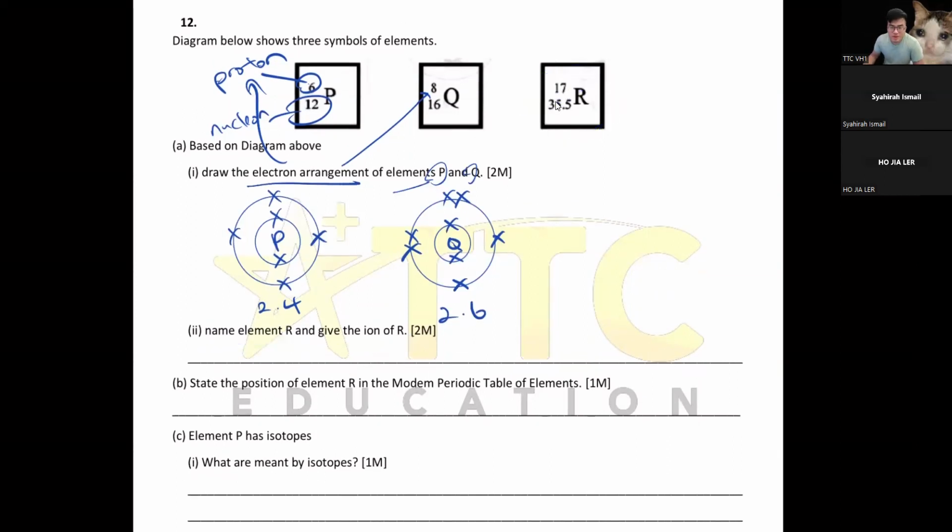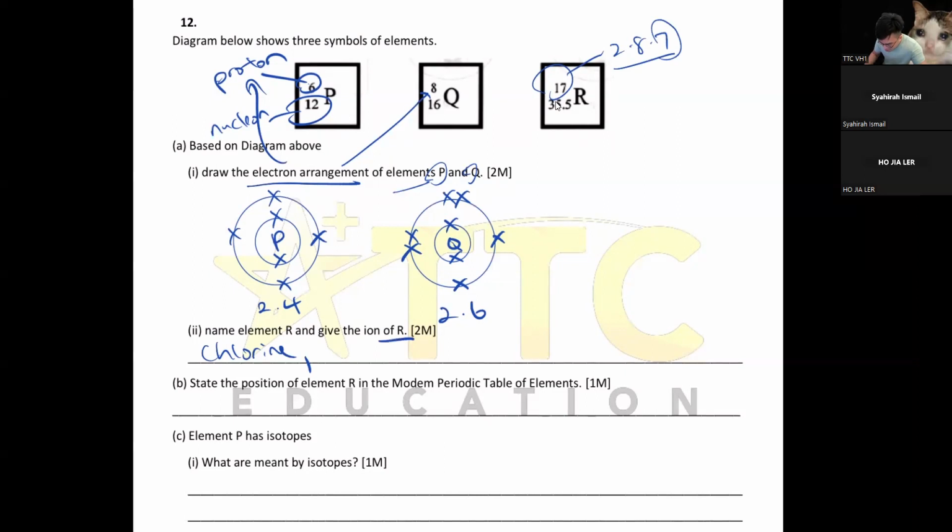This one you need a periodic table. 17 is 2, 8, 7, which is group 17, period 3. This guy is chlorine. How do I know it's chlorine? Because I've done this so many times. Okay, you might not know it. Just look at the periodic table.